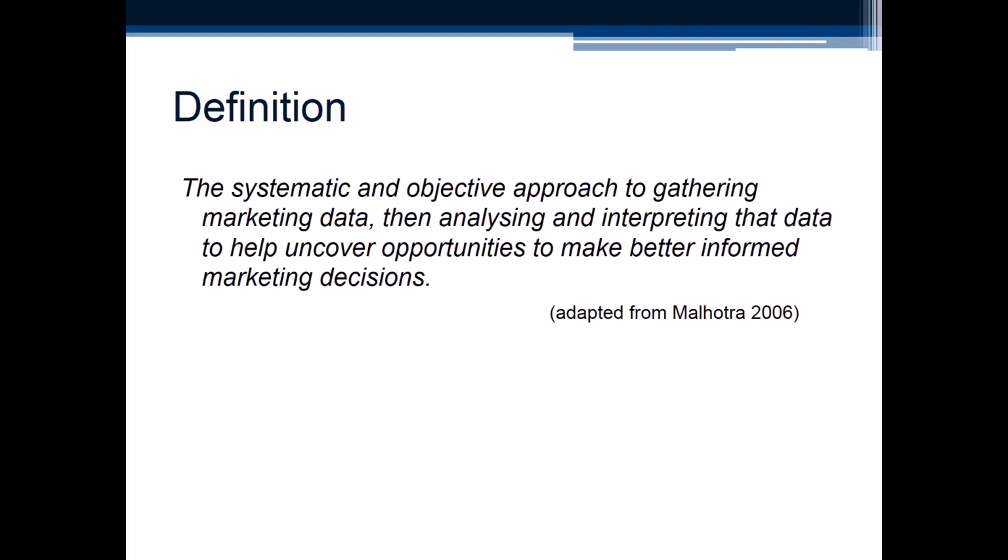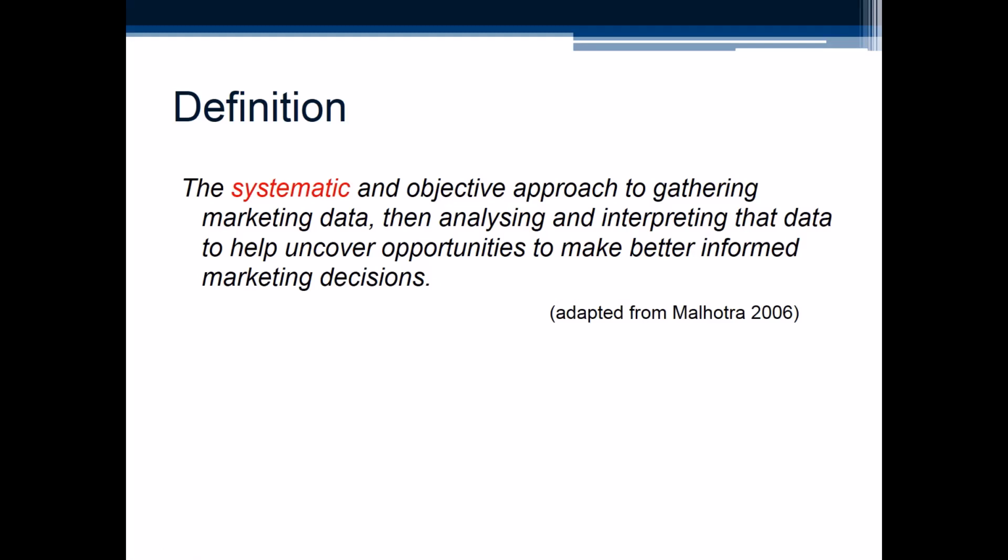One of the most valuable ways to start thinking about a complex topic like marketing and audience research is to look at one of the definitions for it. A definition from Malhotra is presented here, and he describes it as the systematic and objective approach of gathering marketing data, then analysing and interpreting that data to help uncover opportunities to make better informed marketing decisions. Now, that's quite a cumbersome definition. It includes a lot of information, so what's helpful to do is to break that up a little bit and look at the components of that.